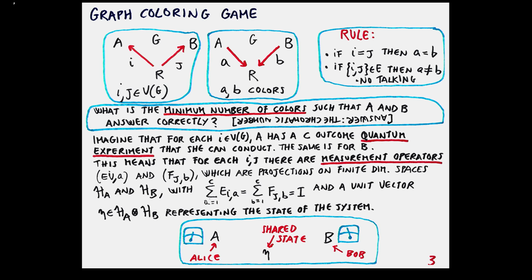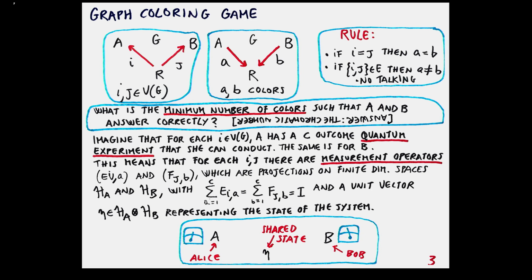Here, these are sets of operators, which are projections on finite-dimensional spaces, HA and HB, such that they resolve the identity. So the sum over the projectors corresponding to each vertex, and here the sum is taken over the colors, A1 up to C, B1 up to C, is the identity. And then they have a unit vector, which would be essentially the state of a quantum mechanical system that they share, right? Which here I denoted by eta.